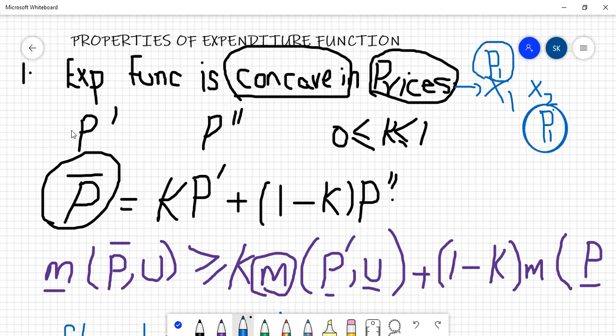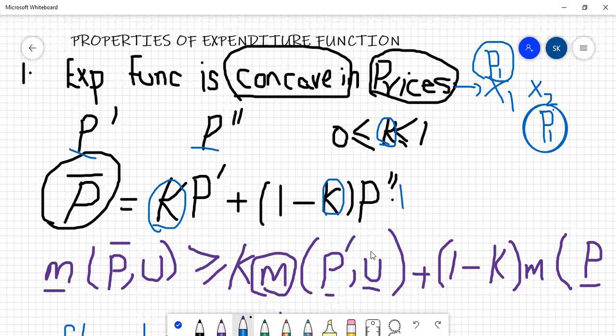Suppose we have two price vectors, P prime and P double prime, and there is a constant termed K. The value of K can be 0 or 1, or it lies between 0 and 1, that is, greater than 0 and less than 1. Now the equilibrium price for the goods, P bar, is equal to K times the first price vector plus 1 minus K times the second price vector.